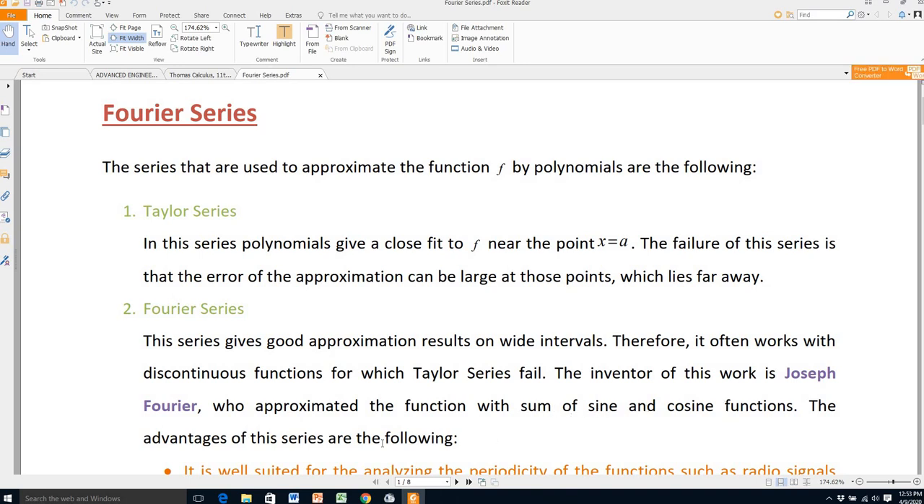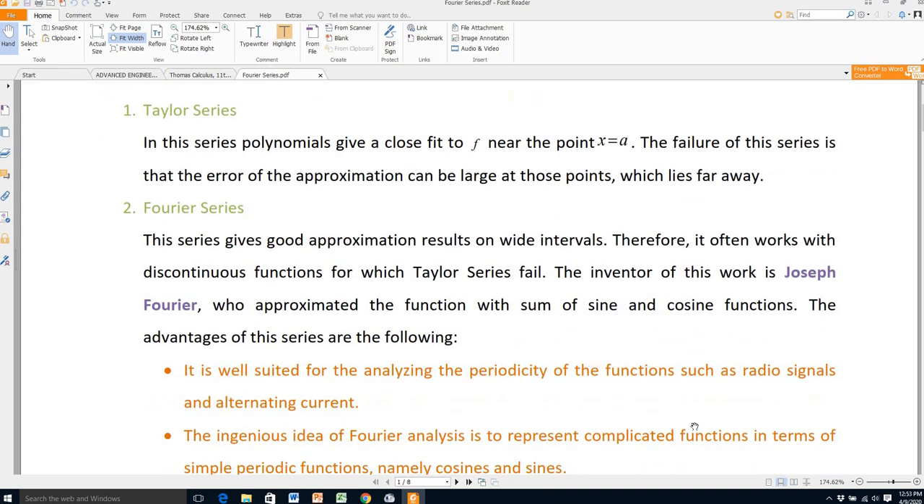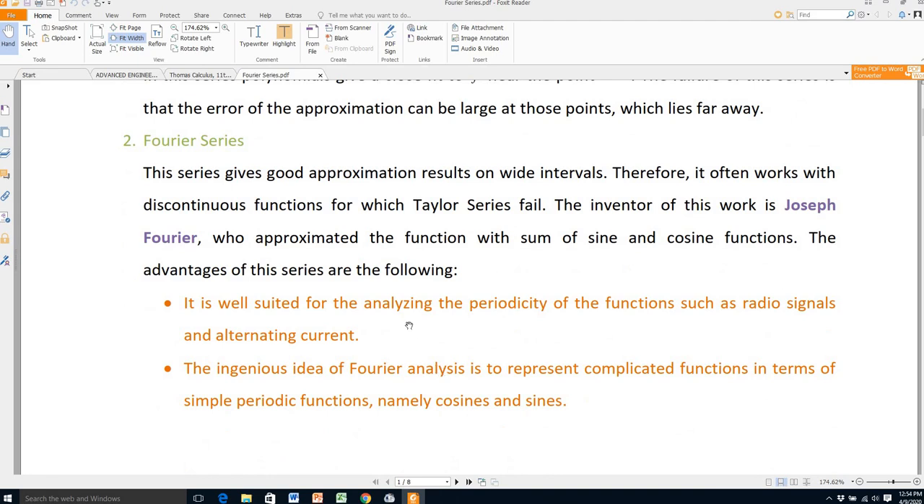The advantages of this series are: it is well suited for analyzing the periodicity of functions, such as rectified signals and alternating functions. And such types of functions you can represent by the diagrams which you have studied in your physics, the graphs that rectified signals and alternating current produce.